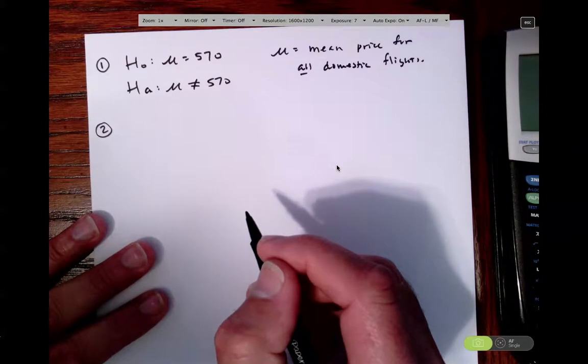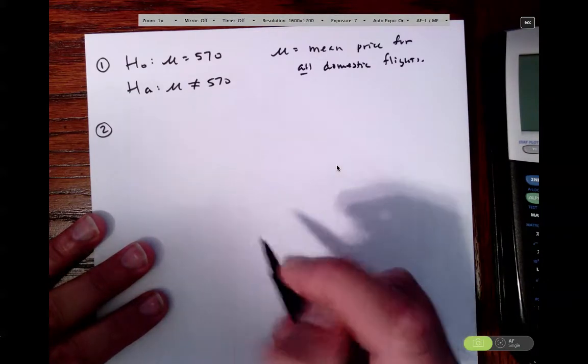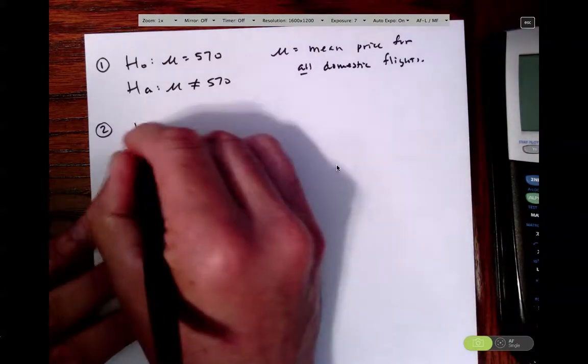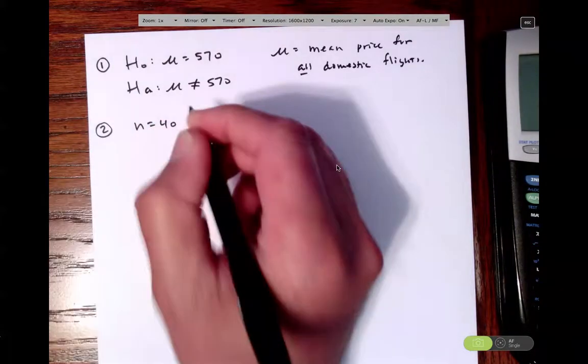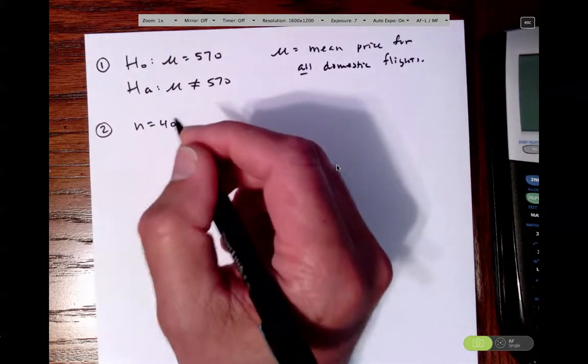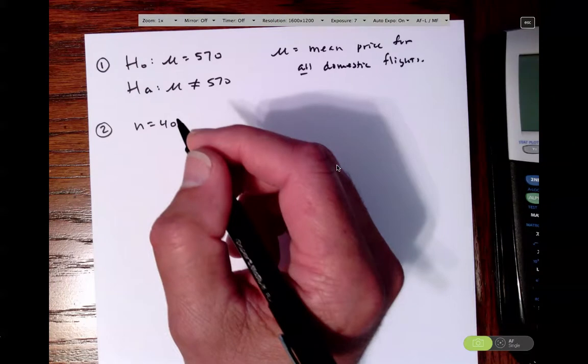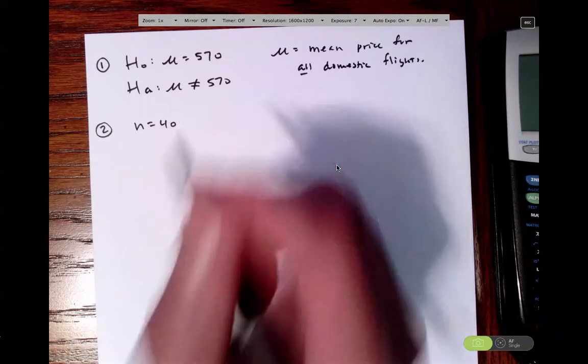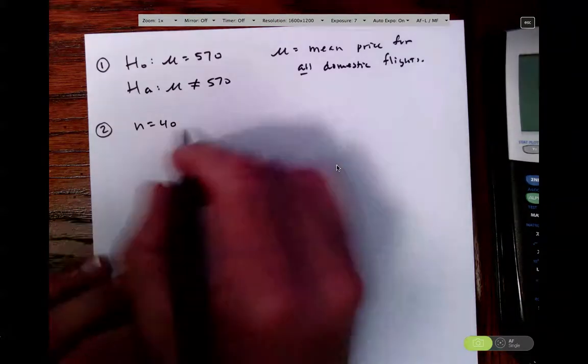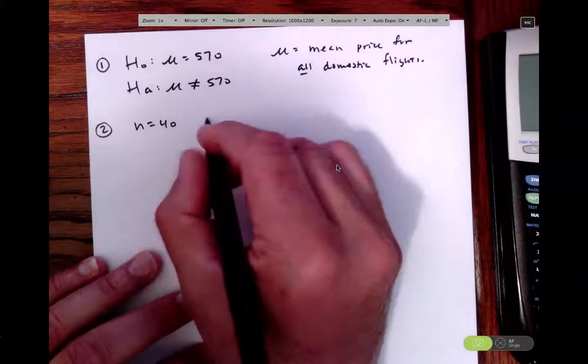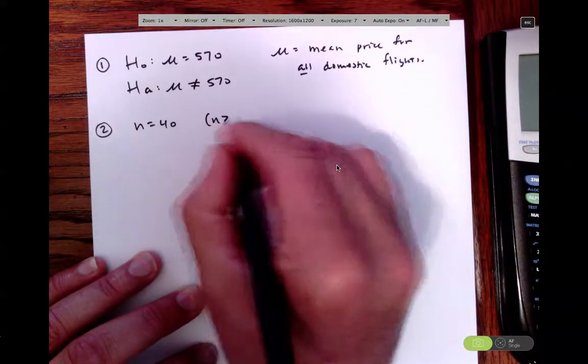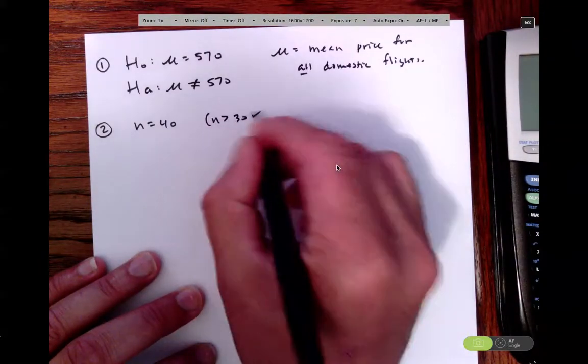The second step, we've got to check the normality. The normality here is, well, n was equal to 40, I believe it was. Yeah, n was equal to 40. And with n equals 40, that's bigger than 30. So we're off the hook on that one.